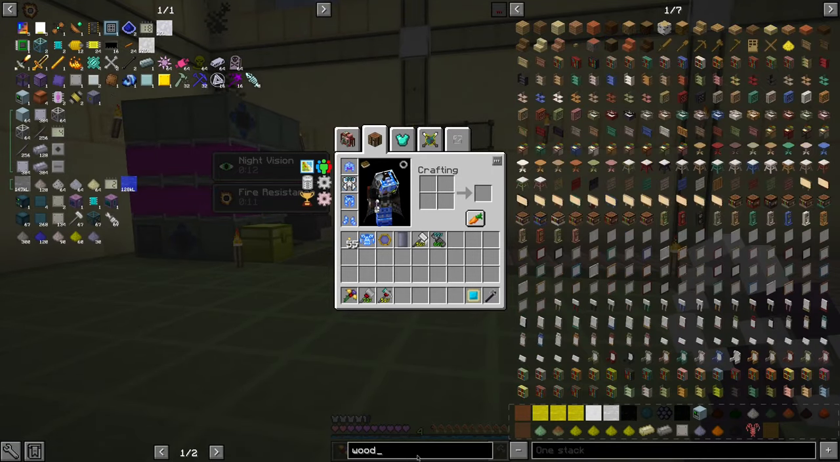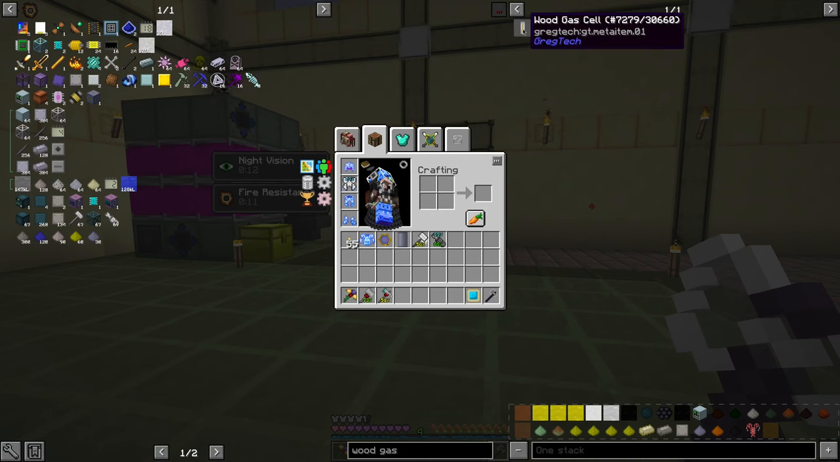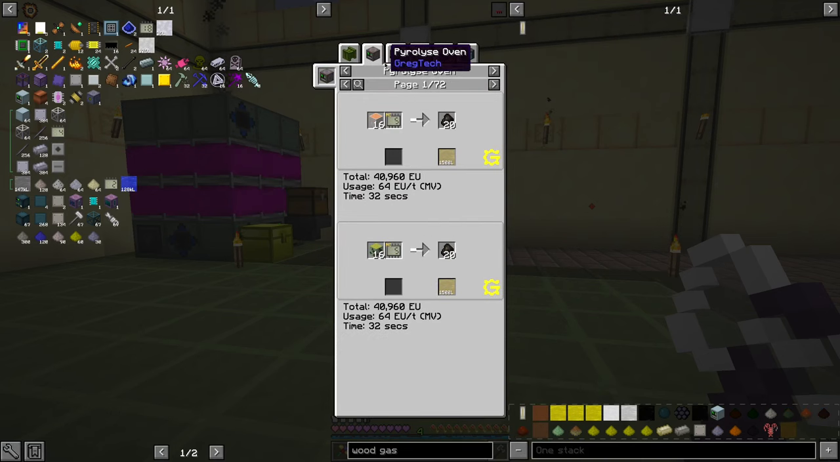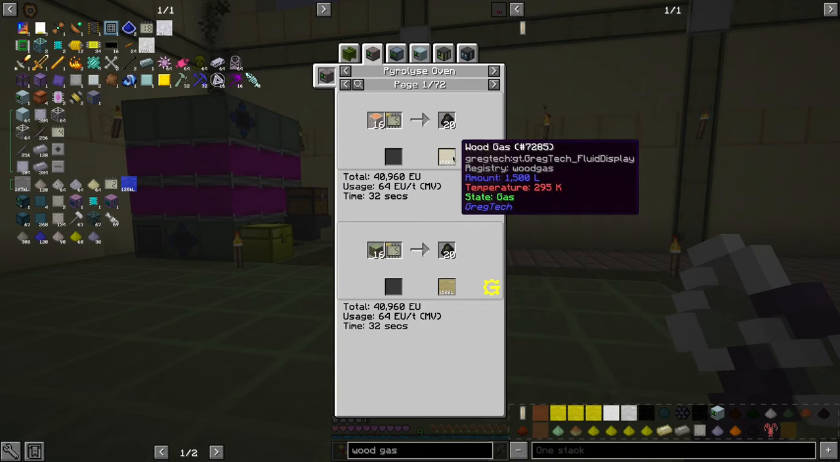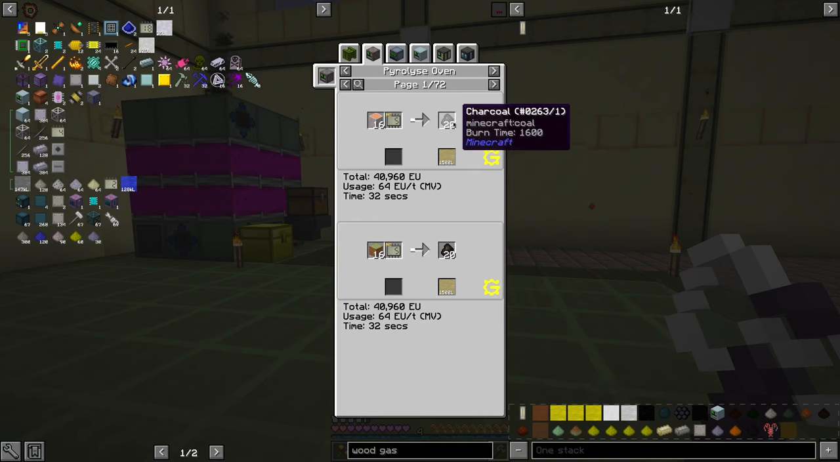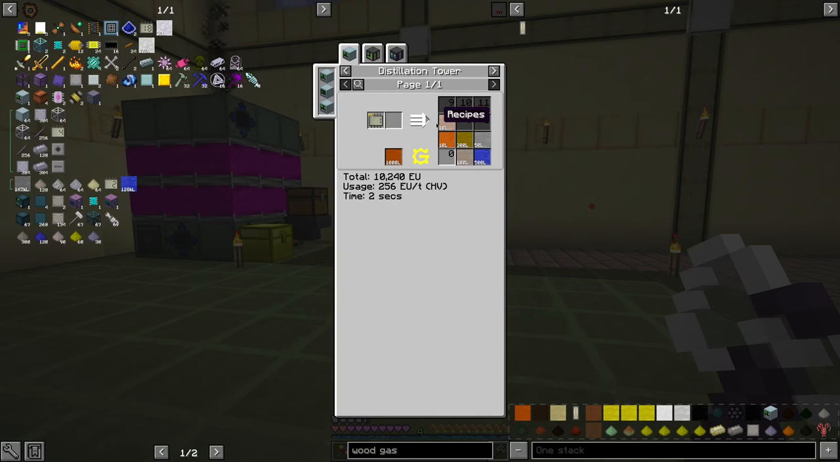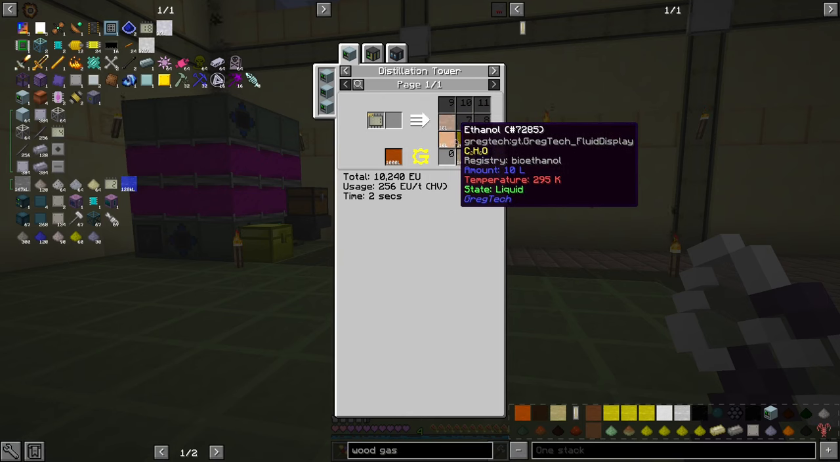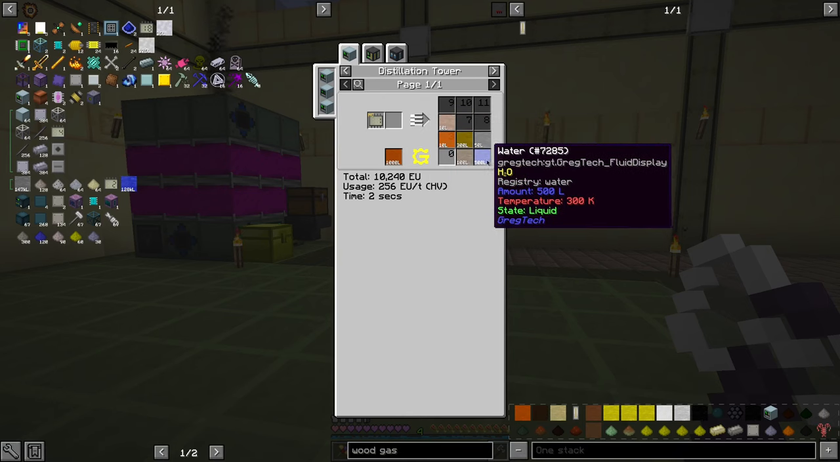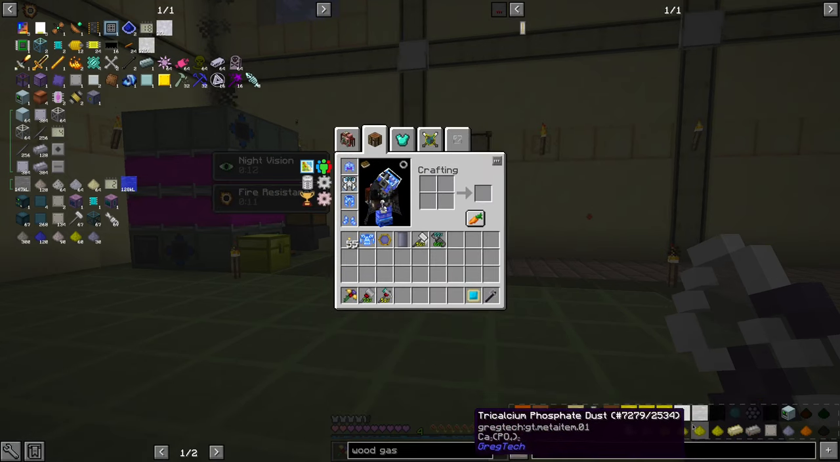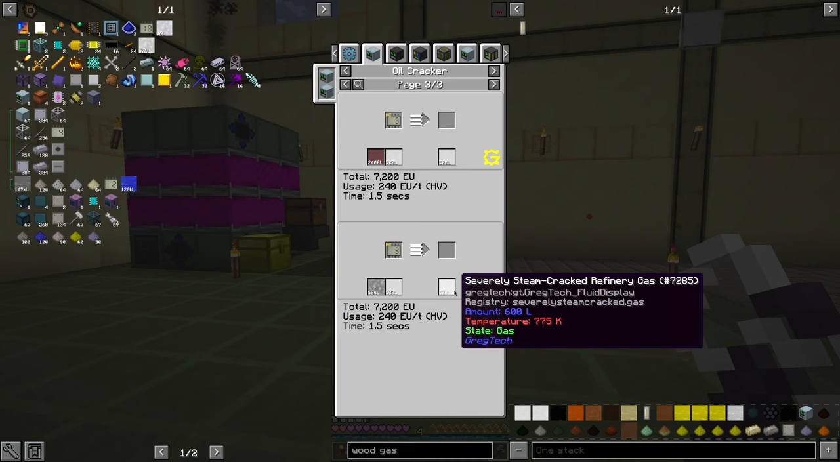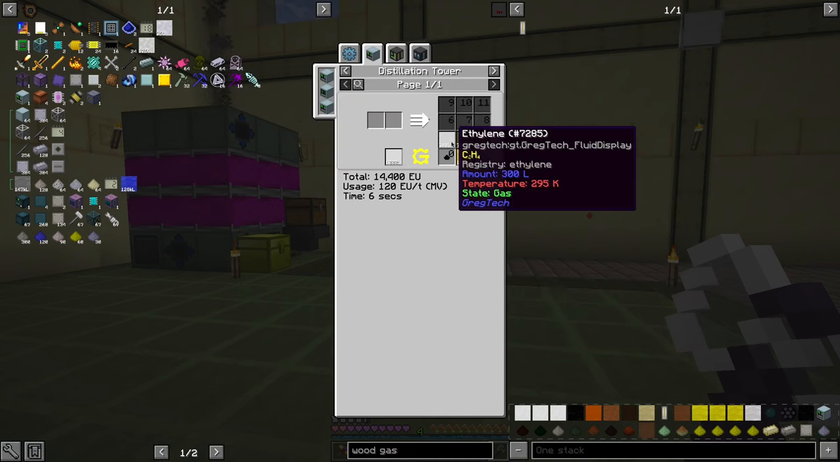Also, wood gas, that's also something we are going to get, and that's why we bumped up our wood production. We will get wood vinegar, acetone, acetic acid, this guy, ethanol, methanol, and water. Water is going to be voided.